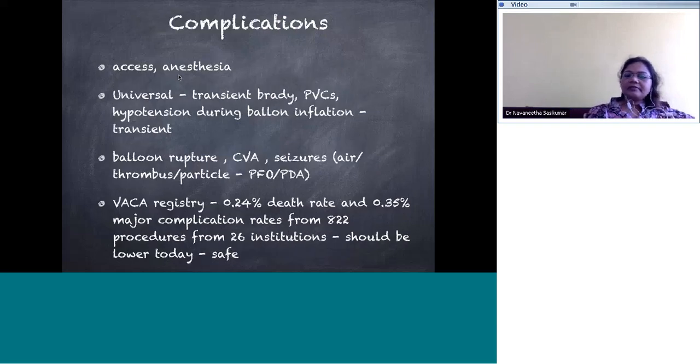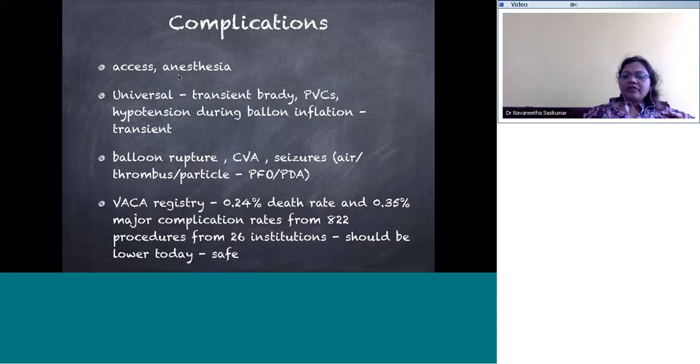So coming to complications, in addition to those related to access and anesthesia, which are common for all procedures, it is seen universally that during dilatation there might be transient bradycardia or premature ventricular complexes and hypotension, because essentially we are blocking the cardiac output by inflating the balloon in the right ventricular outflow tract. Other complications include balloon rupture, CVA, seizures. You can have an air or thrombus or particle embolize from the right to the left and cause issues in the left-sided circulation also.